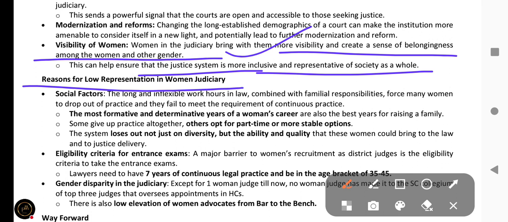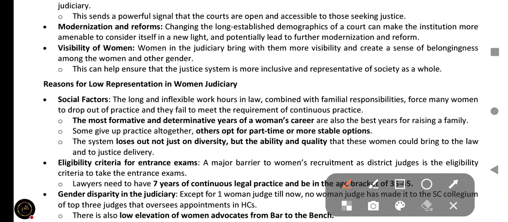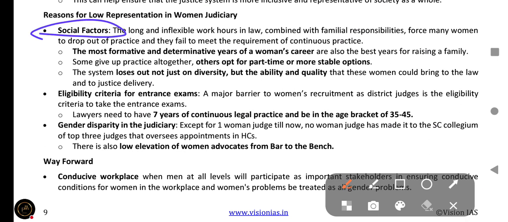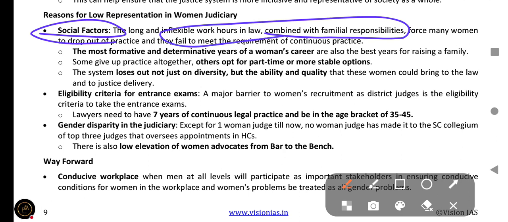Reasons for low representation of women in judiciary. First reason is social factors. So you can remember this. The long and inflexible work hours in law combined with familial responsibilities. This means that the long hours or pending cases are higher in judiciary and there is a long time to resolve the cases in the judiciary.